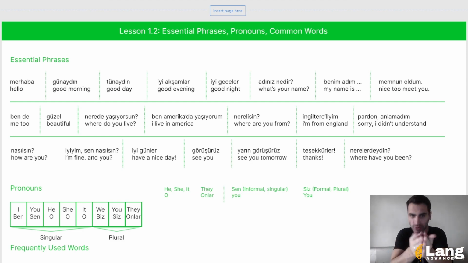Welcome to the fun part. We have essential phrases, pronouns, common words, and we will learn them while practicing letters. Easy. Essential phrases. Merhaba. Merhaba.